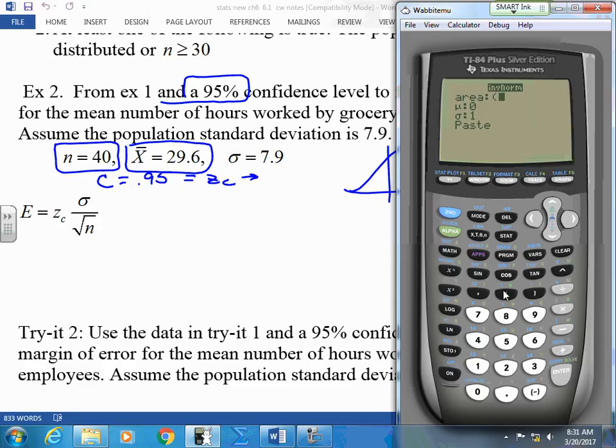We're going to say parentheses 1 minus 0.95, divide by 2. Remember doing this? Keep everything the same. Paste. Up. My confidence. There's my z-score for my confidence interval. Remember, it's symmetric. So I get negative 1.96, positive 1.96.